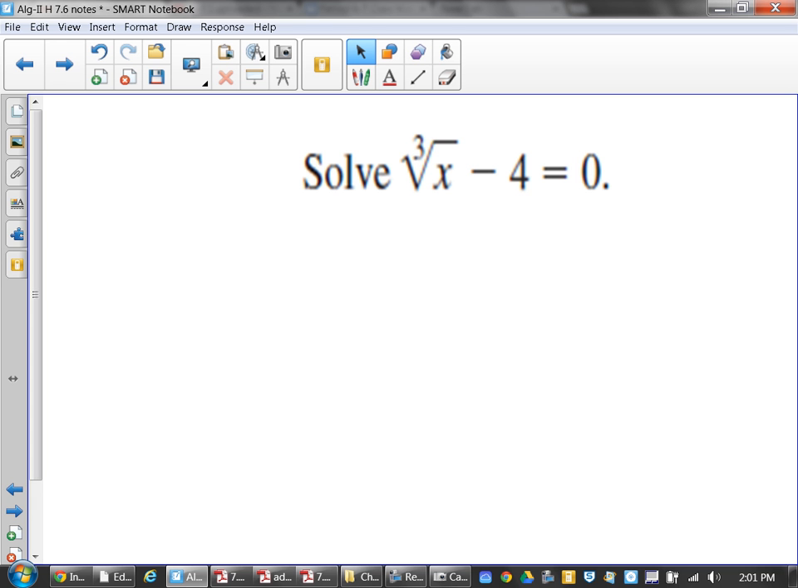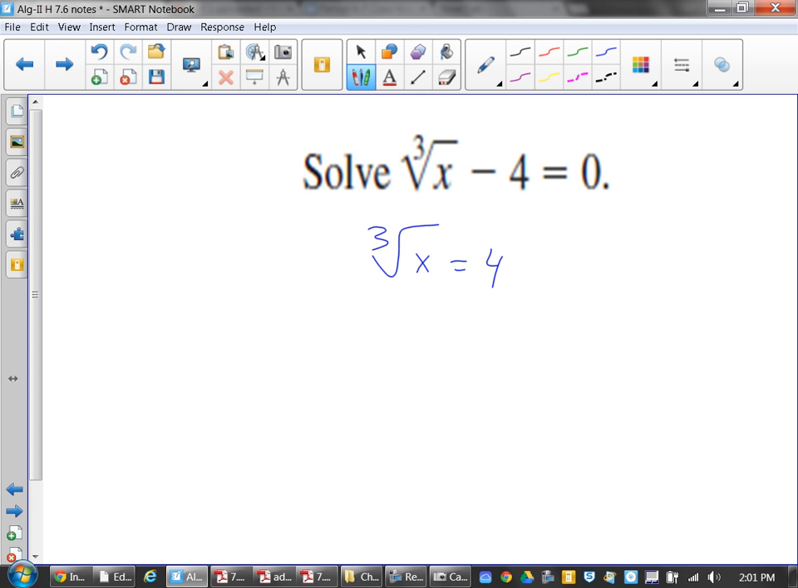So what's the first thing you're going to do? Add the 4. All right, you add the 4. And then what? Cube it. It's not cube root, you cube it. Now, at this point here, you cube the 4, you get 64.